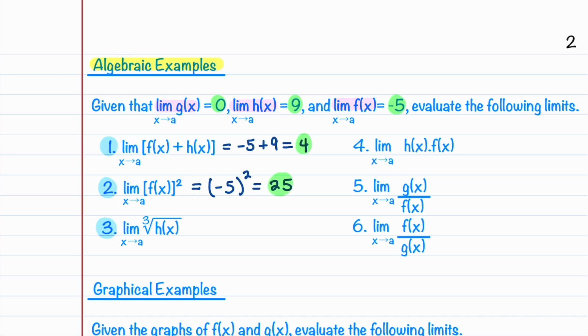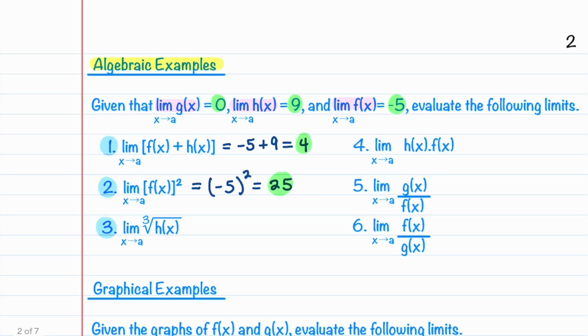Let's go to example 3. We're going to use the root law to evaluate this one. We're going to pull the limit inside the radical. So we have the limit as x approaches a of h of x, which is 9, and we're going to take the cube root of that. The best way to write this answer is just to write it as 9 to the 1/3. Or you could also just leave it as the cube root of 9.